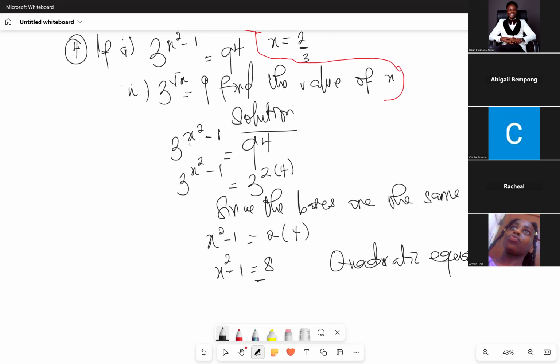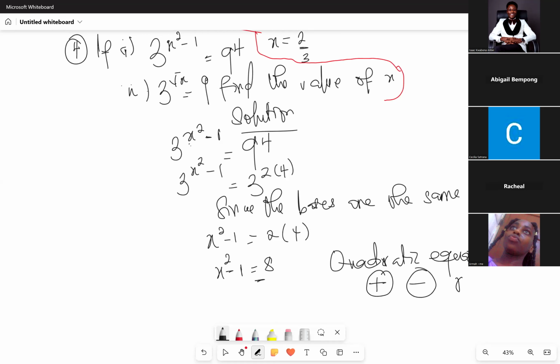Now, every quadratic equation has two answers. Take note of that. It's mandatory. Every quadratic equation has two answers. It has a positive answer and a negative answer. You might not see it properly from here, but as we progress, you see that all the time the answer is either positive or negative.